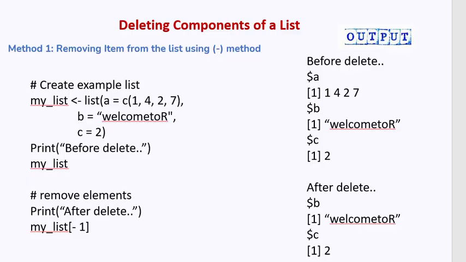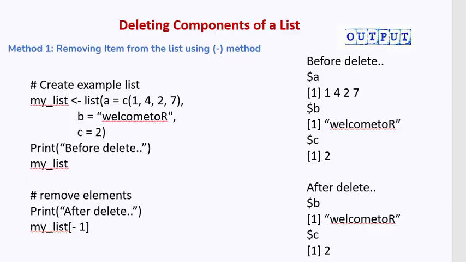For this, the first method is the minus method, which means that if you mention a minus in front of the index place, it will delete the particular element. For example, in our case, I want to remove 1427. The index value of that particular element is 1. So when I mention minus 1, 1427 will be deleted. This is what we mentioned here.